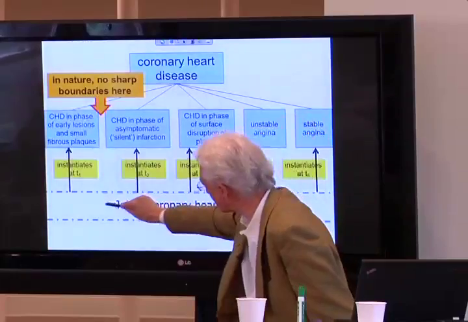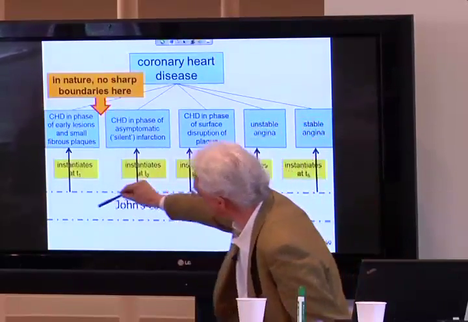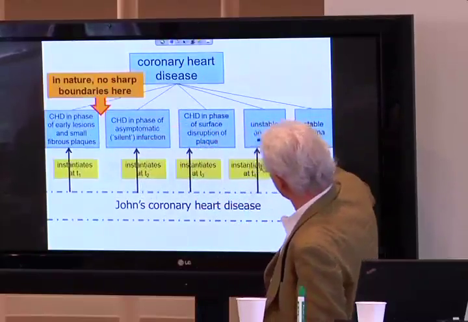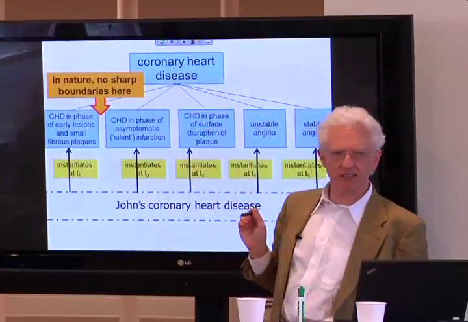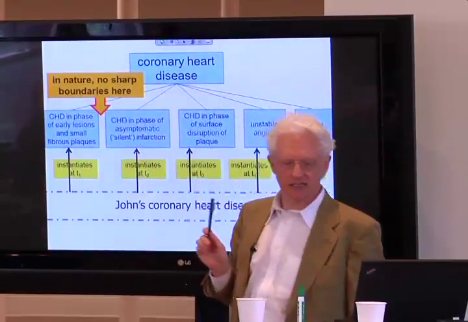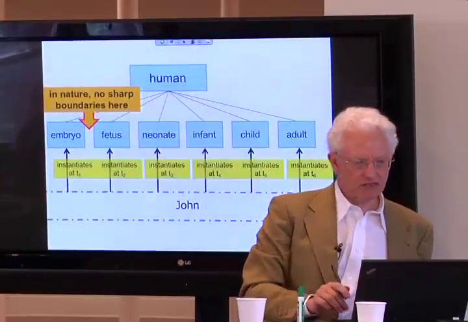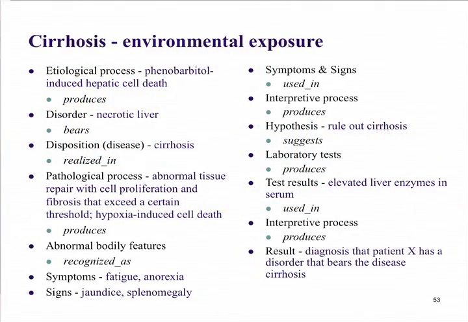Now, this is one continuant, which is your disease, which instantiates different universals at different times, but it's always the same coronary heart disease. Rather like the larva and the butterfly earlier on, or the fetus and the infant and the adult. All right, so now these are just illustrations.